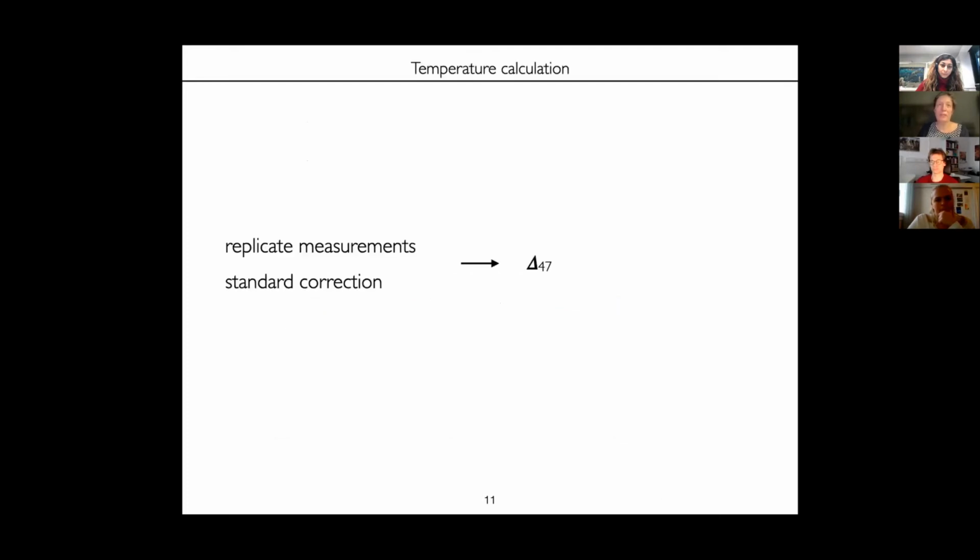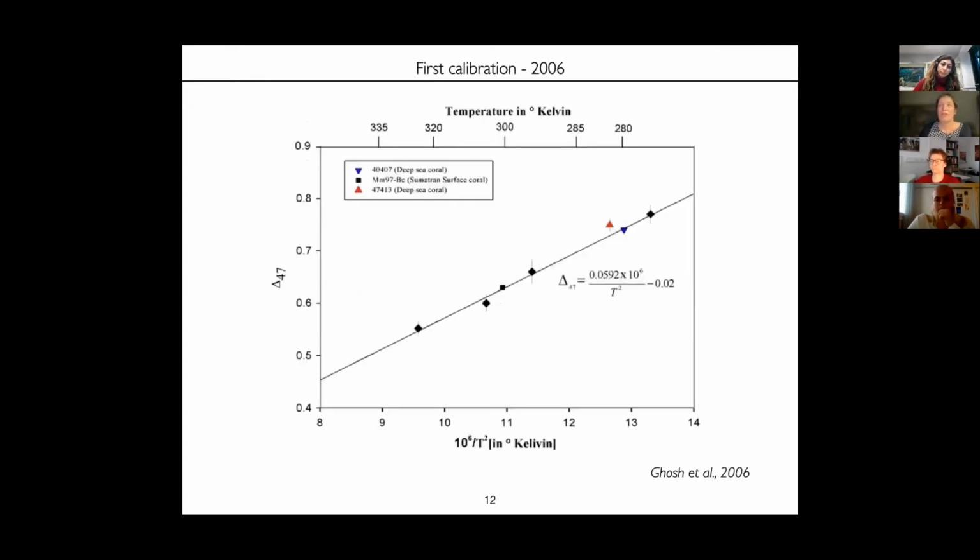And so once we have all these replicate measurements, we've done the standard correction that I'm not going to go into today, we have our corrected capital delta 47 signal, and then we want to, of course, translate that into temperature. For that, we use an empirical calibration. In the early days of the method, the first calibration came out in 2006. It was very simple, a few natural carbonates, a few synthetic carbonates, and gave this calibration.